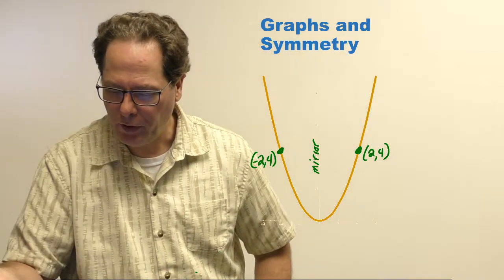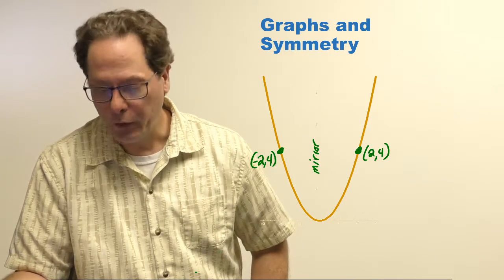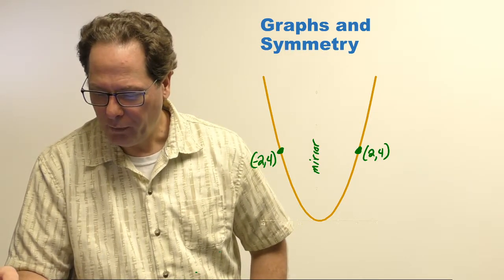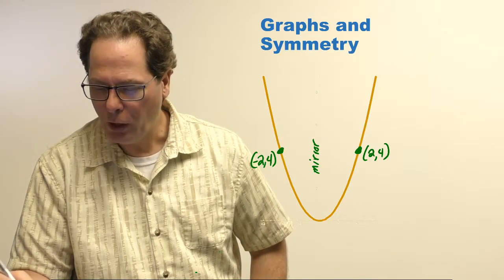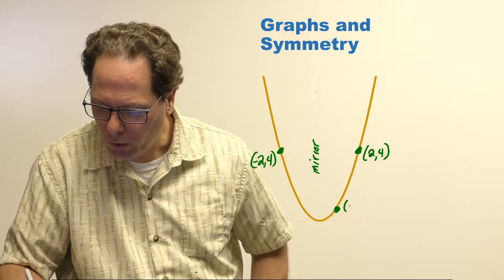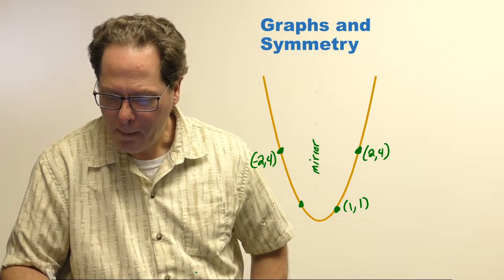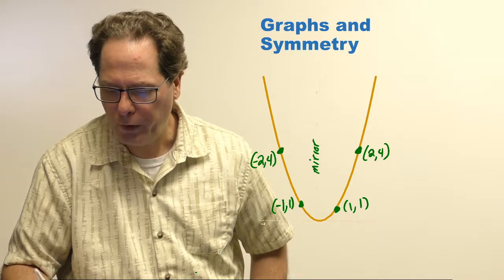Now all these points have mirror points. This is the graph of y equals x squared, and so that's why we're seeing (2, 4) and (3, 9). So here's another mirror point right here at (1, 1). The mirror point would be over here at (-1, 1).